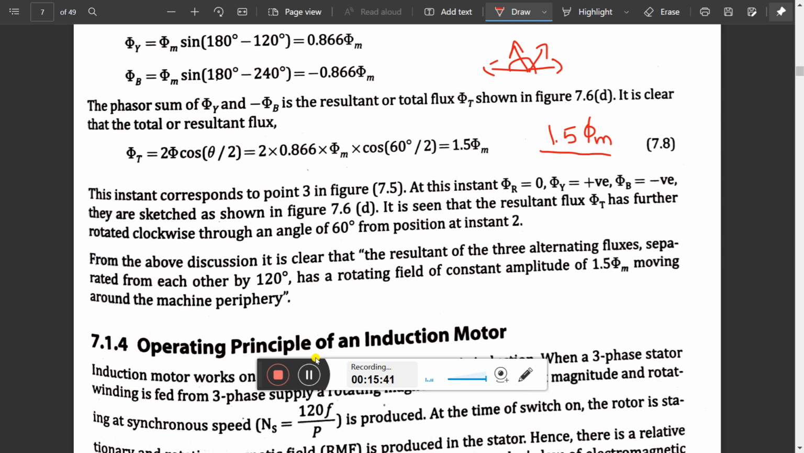I hope all of you are clear. If you have any doubt, watch the video once again, it will be helpful for your examinations. In the exam, they may ask a direct question: explain the rotating magnetic field in a three-phase induction motor.